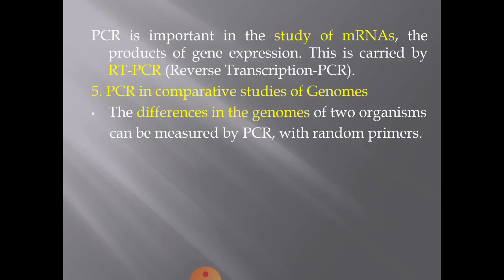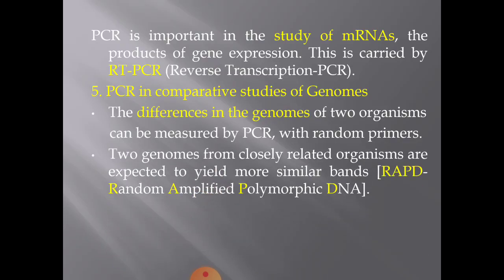PCR in comparative studies of genomes. The differences in the genomic component of two organisms can be measured by PCR with random primers. Okay, two genomes from closely related organisms are expected to yield more similar bands. This is done by a technique called RAPD, random amplified polymorphic DNA, which I am going to teach you in next coming classes. So by employing RAPD, the two genomes from closely related organisms can be studied, and if they are very closely related, they are expected to yield more similar bands.